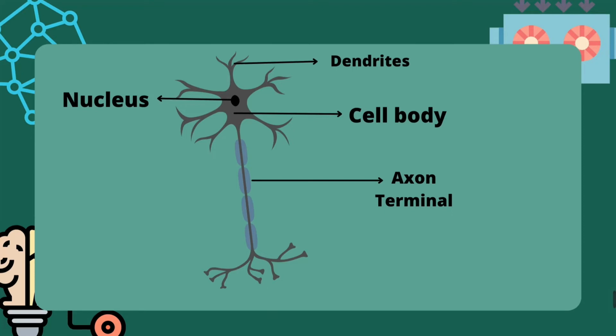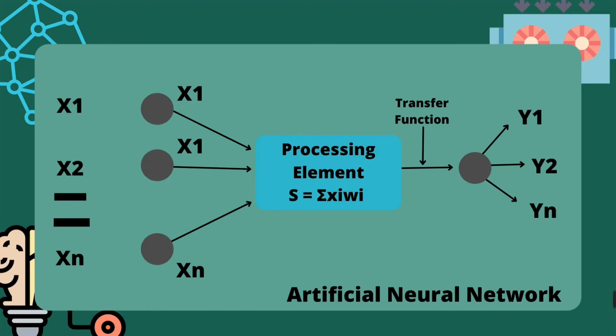Now let's see how we created an artificial neuron, similar to how it worked in our neuron. In an artificial neural network, let's understand how this whole thing works. Let's say these are the inputs: x1, x2, x3, x4, x5, till n number of inputs. You're providing x1 and all these things into the processing element.